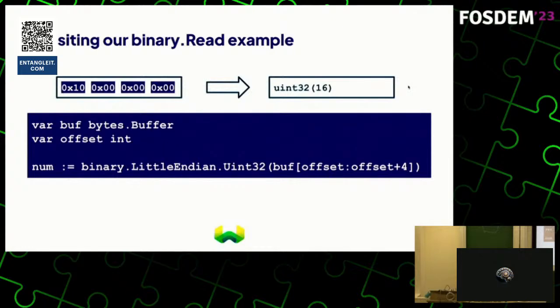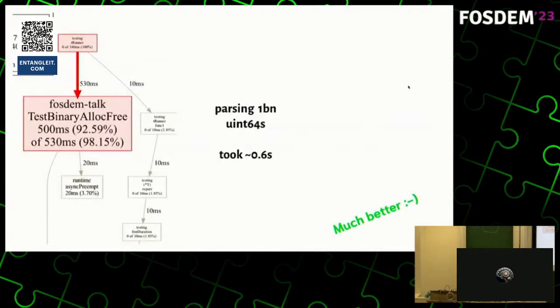Well, we can simplify a bit. It turns out that the encoding/binary package also has another method, which is just called Uint32 on the LittleEndian package. It does the same thing. You just put in the buffer on the one side, so no reader this time, just the raw buffer with the position offset. And on the other side, you get the number out. And the crazy thing is, this one line needs no memory allocations. So if we do that again, our 1 billion numbers that took 26 seconds before now take 600 milliseconds.